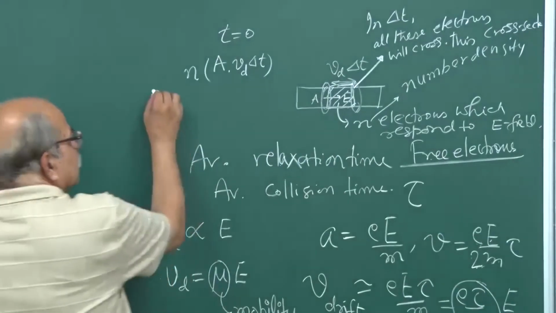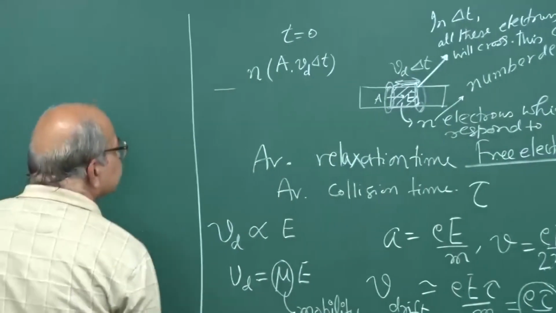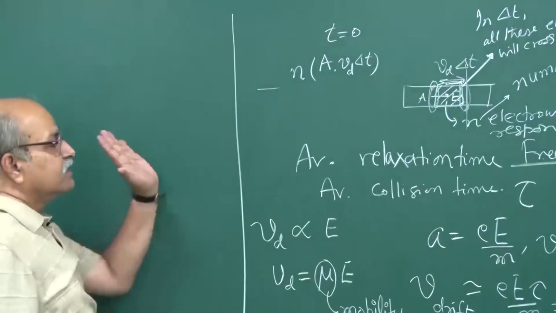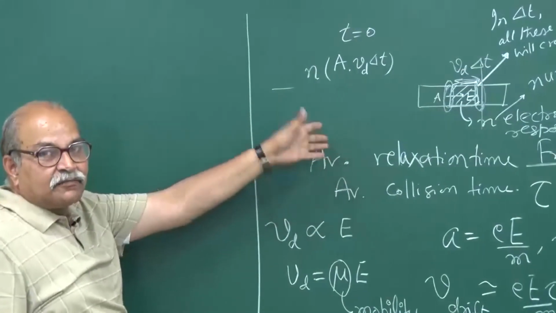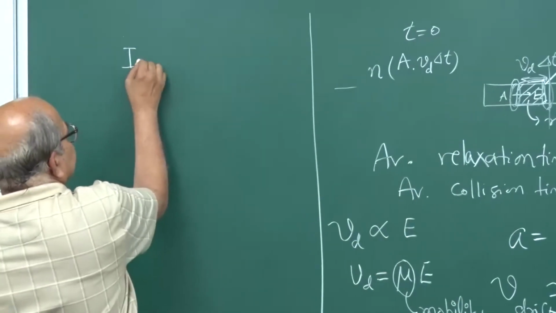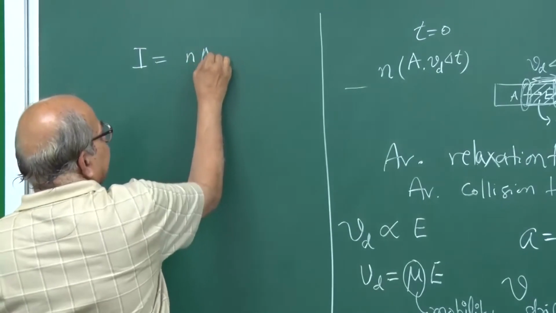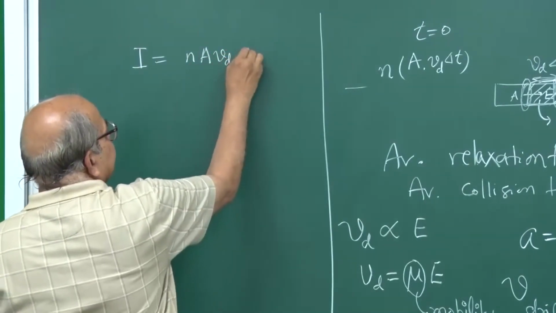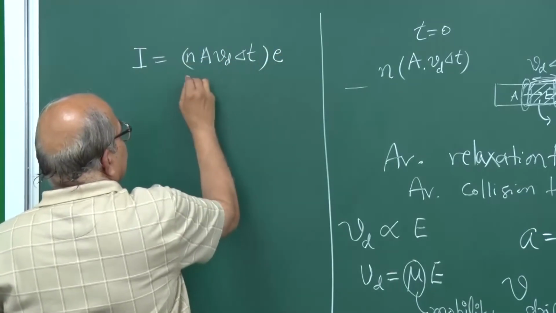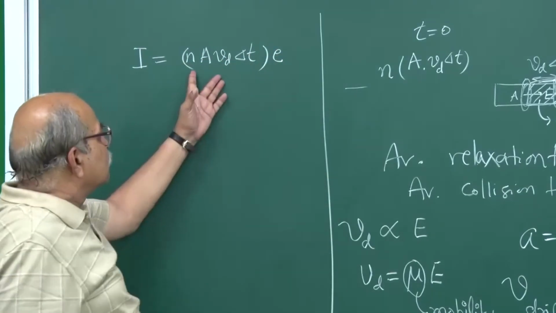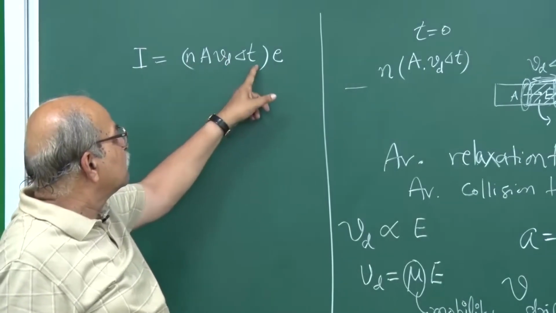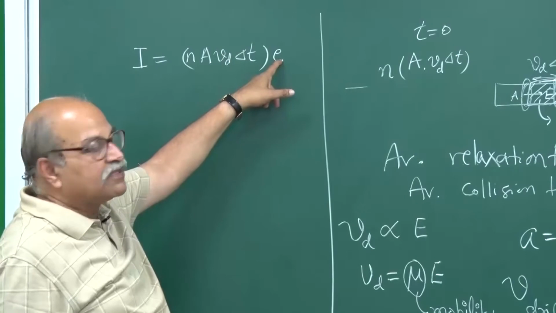Okay, so you can work out what is the current. Current is charge crossing per unit time. So the current will be N times A times Vd times delta T multiplied by E. So this is the charge. This was the number of electrons. On each electron you have this much of charge.